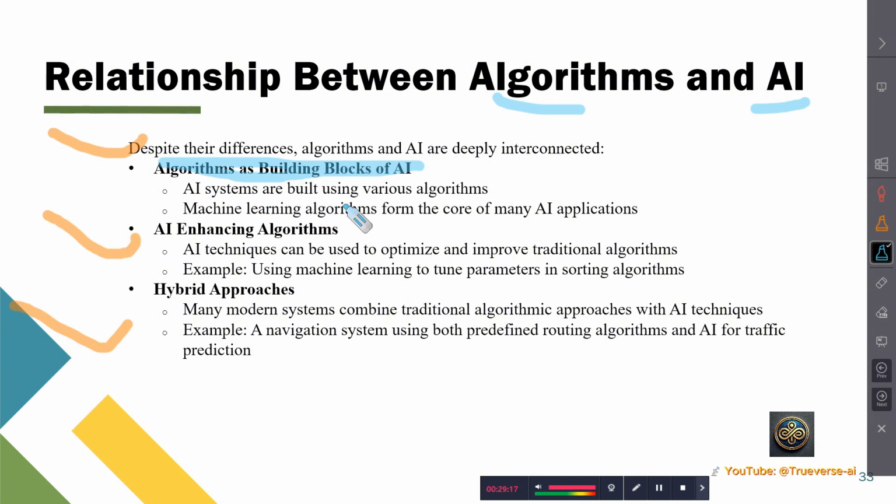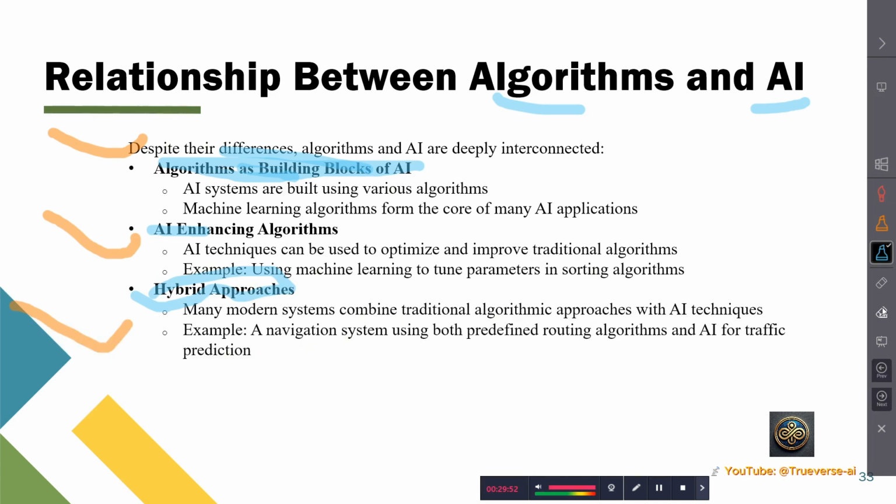AI systems are built using various algorithms based on many concepts of previous algorithms. AI comes to enhance algorithms, and sometimes a hybrid approach, as I mentioned. Many modern systems combine traditional algorithms with AI. For example, a navigation system using both a predefined route algorithm and AI for traffic prediction, right?